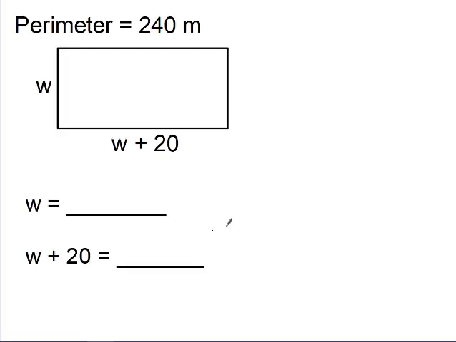Okay, so what if I were to give you a question like this? It says the perimeter of this rectangle is 240 meters. What's W and what's W plus 20? So we want to know what are the dimensions of this rectangle, is basically what it amounts to.